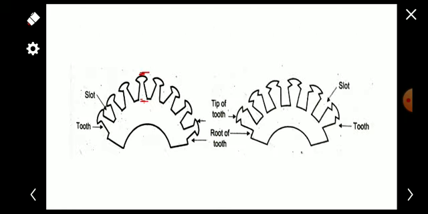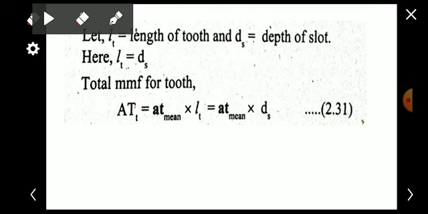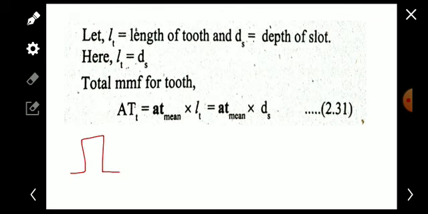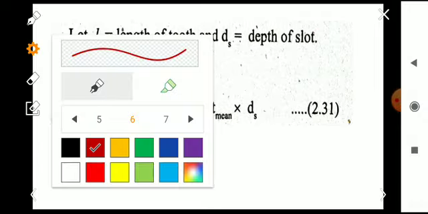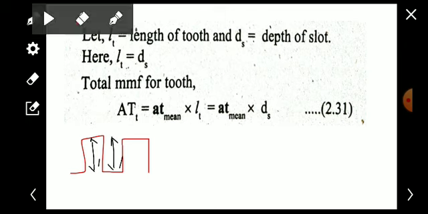From this figure, the length of the tooth is this, and the width of the slot is this. Both are the same. So the length of the tooth and the depth of the slot, LT and DS, are the same. If you are drawing a figure, this will be the length of the tooth, and this portion will be the depth of the slot, so both are the same.